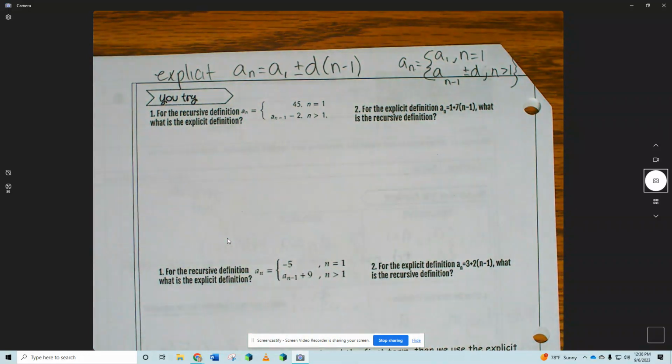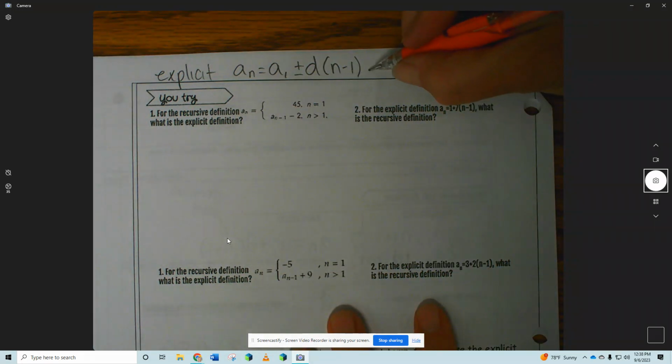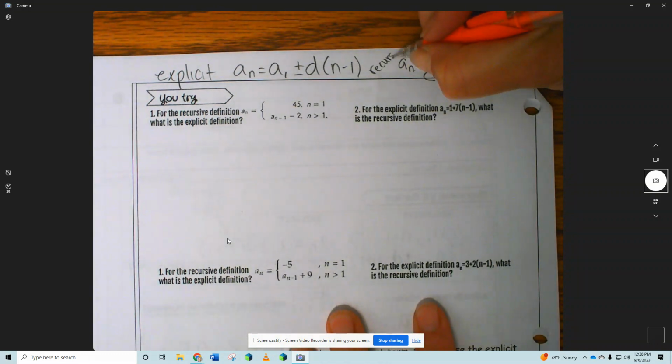So there's the 2. And so on these top ones, we're going back and forth from one to the other. So recursive is going to be the second one. I didn't write the word recursive. I'm out of space. Sorry.